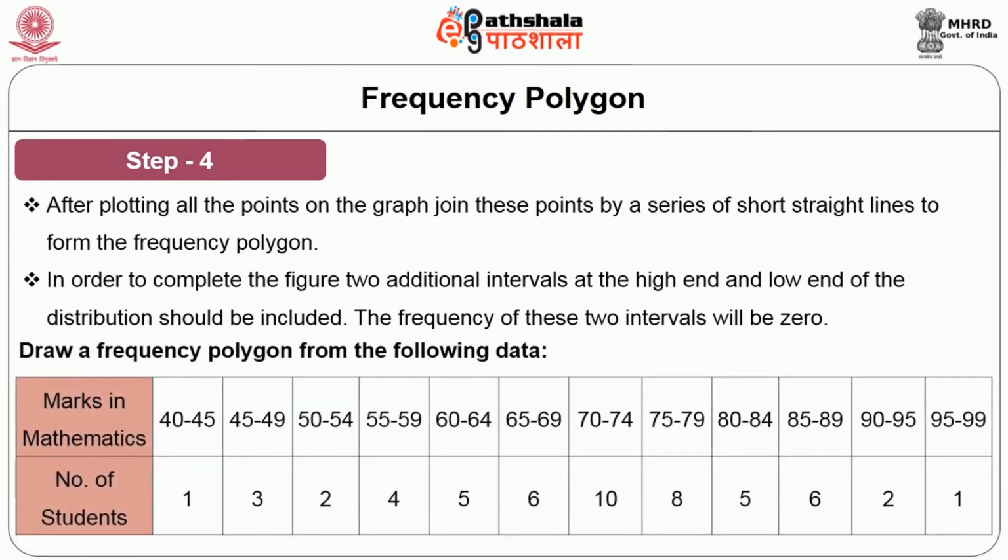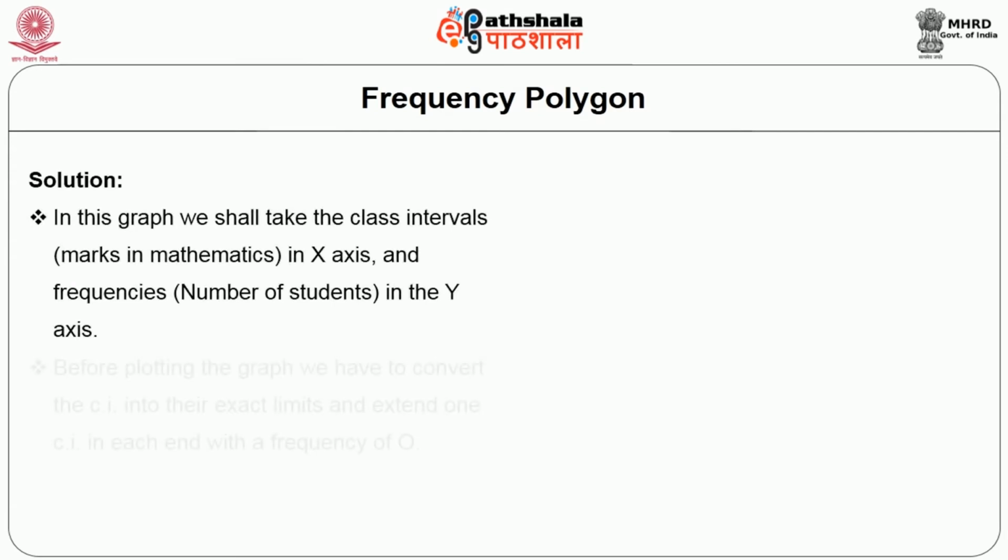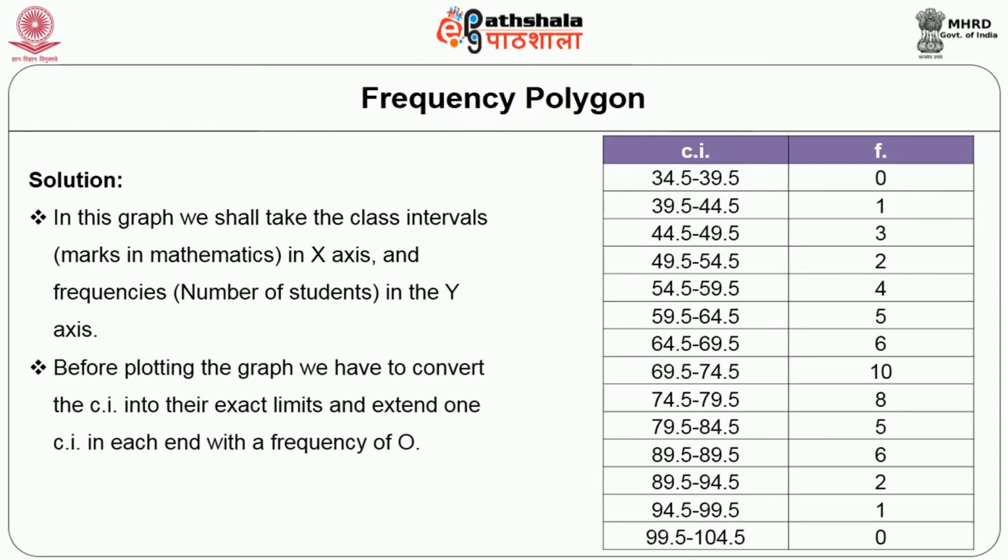Dear students, now we will have a look at the drawing method of a frequency polygon from the following data: marks in mathematics and the number of students. Solution: in this graph, we shall take the class intervals, that is marks in mathematics, on the x-axis and frequencies, that is number of students, on the y-axis. Before plotting the graph, we have to convert the class intervals into their exact limits and extend one class interval at each end with a frequency of 0.